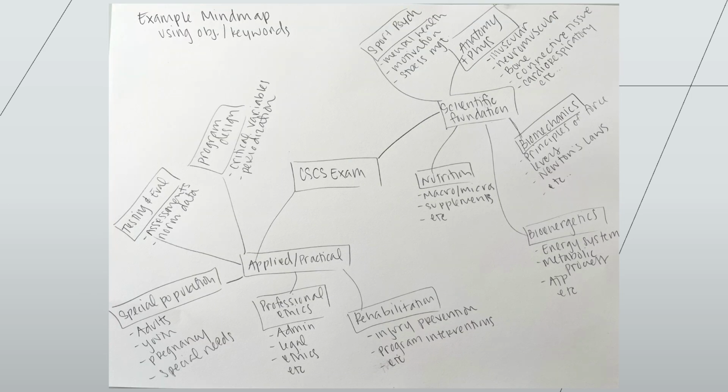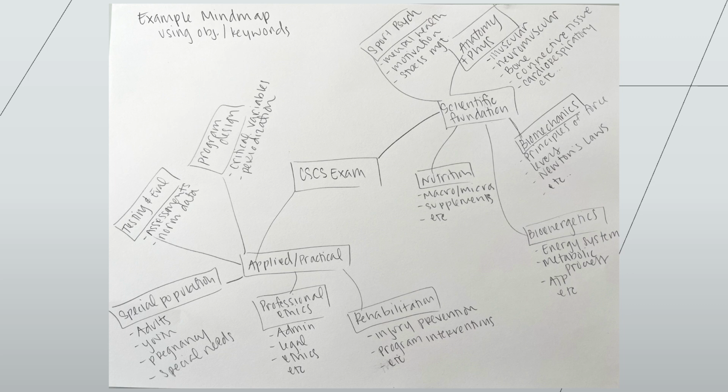This is an example of mind mapping using objectives and your keywords. For this example, we're using the CSCS. So our overarching theme is the CSCS exam. If we break the exam down into two parts, we have the applied practical along with the scientific foundation.